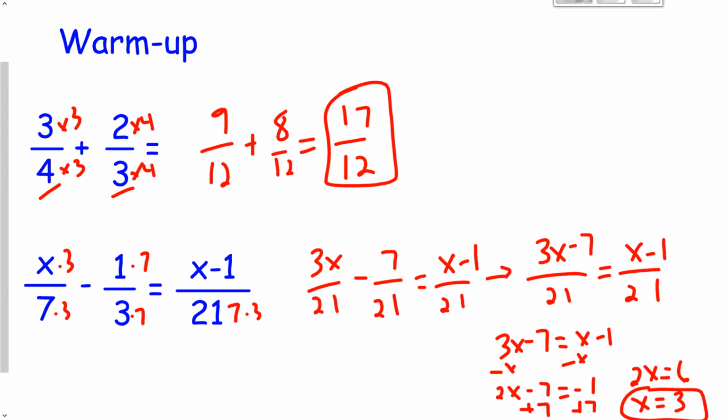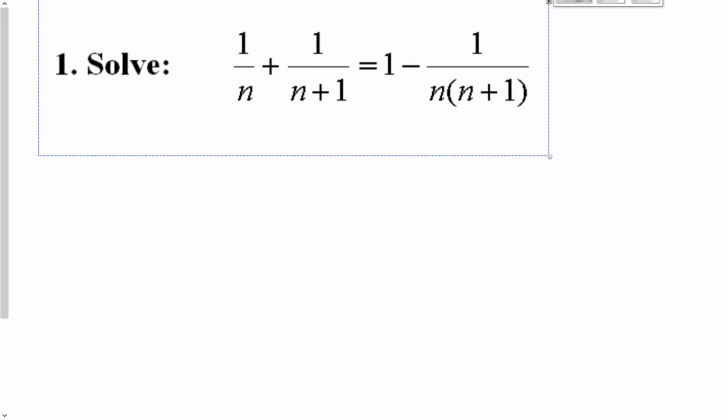And rational usually just means fractions. So our first example here is 1 over n plus 1 over n plus 1 equals 1 minus 1 over n times n plus 1. So obviously take some time to copy this down. Once you're done, unpause the video and let's get working with this.